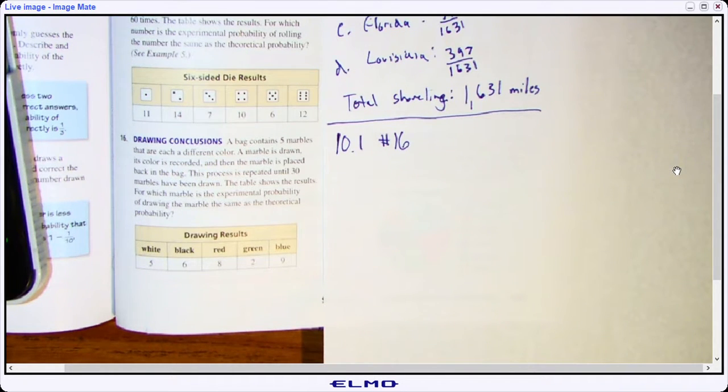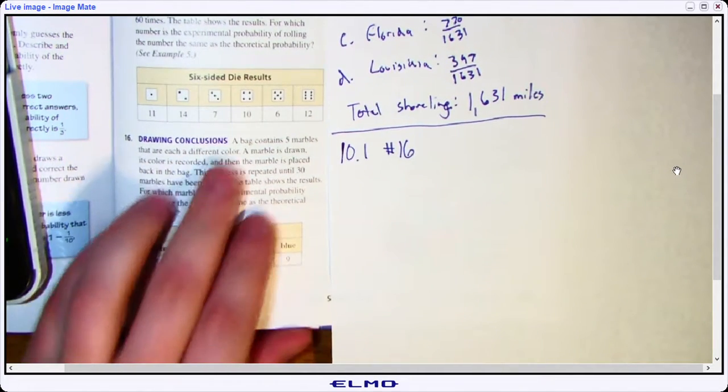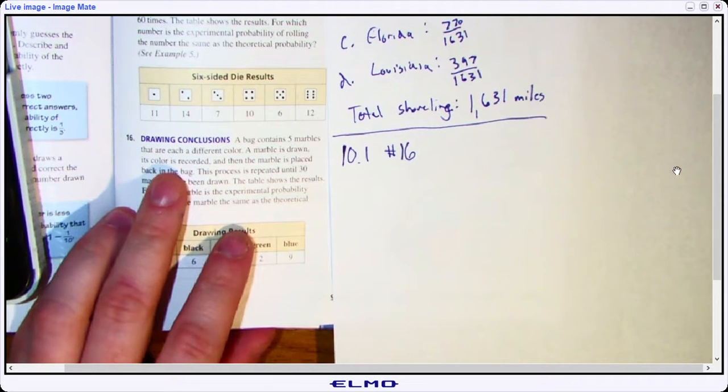For which marble is the experimental probability of drawing the marble the same as the theoretical probability? Then it gives us a value. Alright, well let's find the theoretical value first. Bag contains 5 marbles that are each a different color.